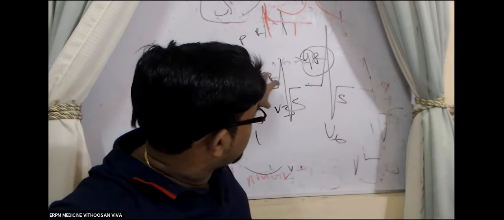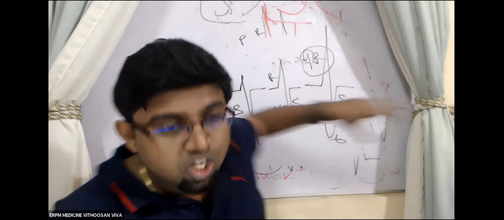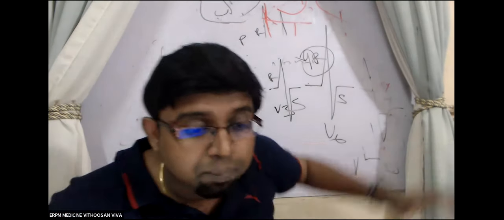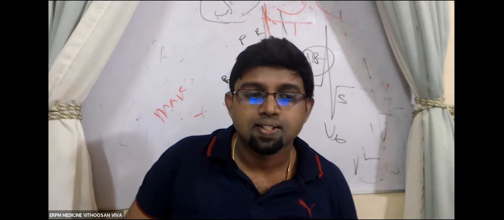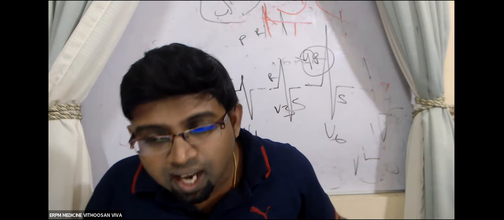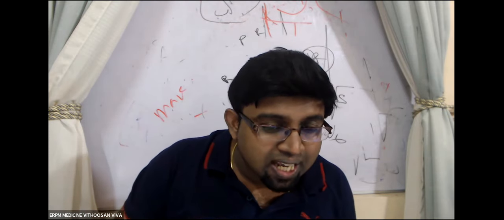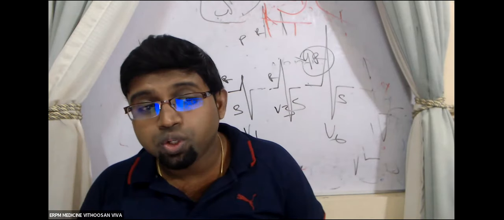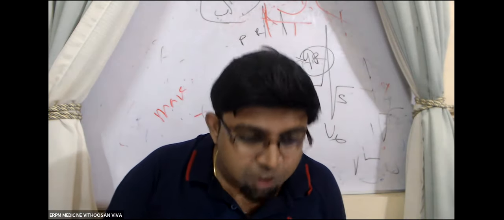So V1 has a small R wave, V6 has a large R wave. So V1 is mainly negative, V6 is what? Mainly? Come on, guys, please. V6 is mainly positive. This is what you get in a normal ECG.